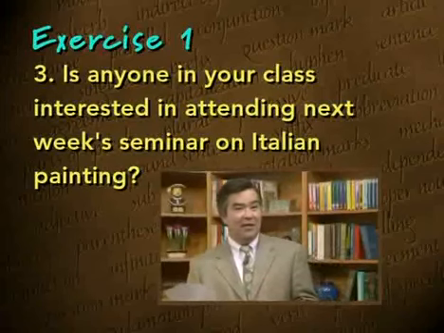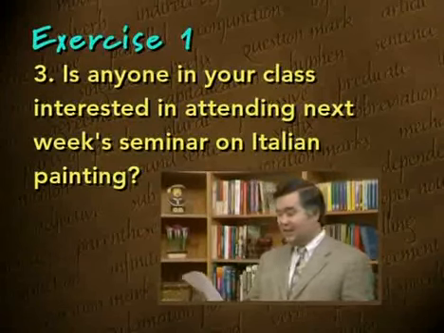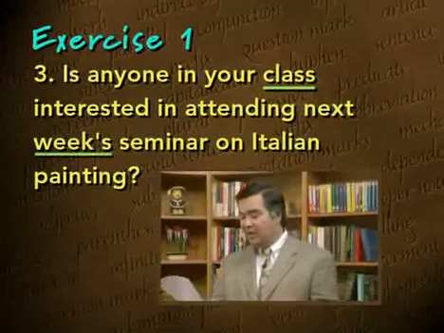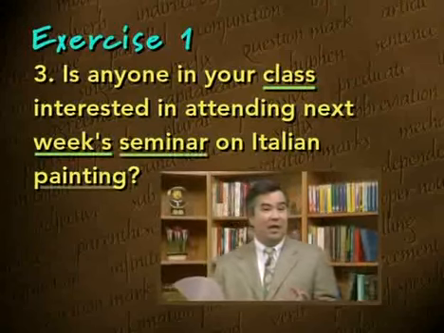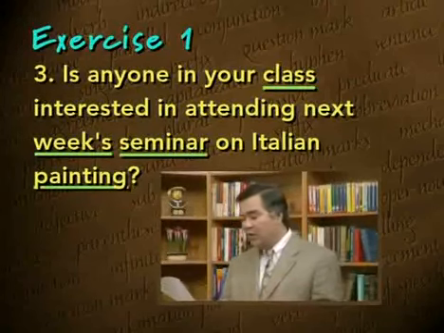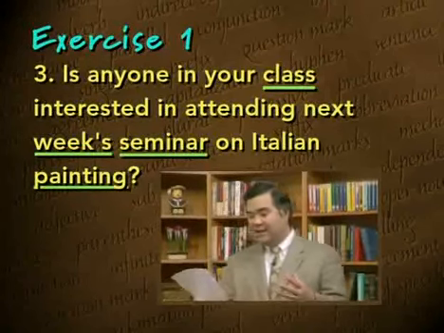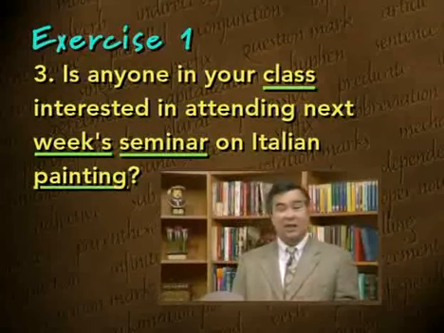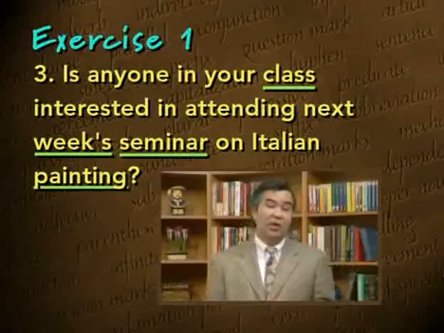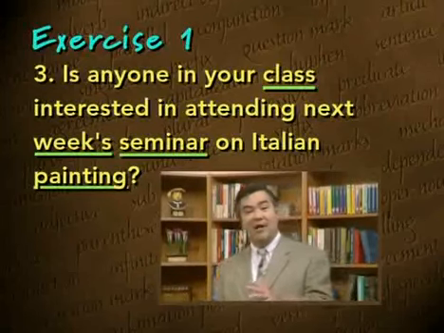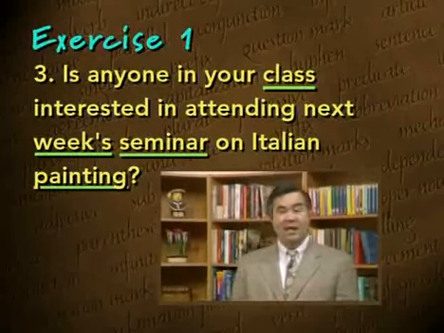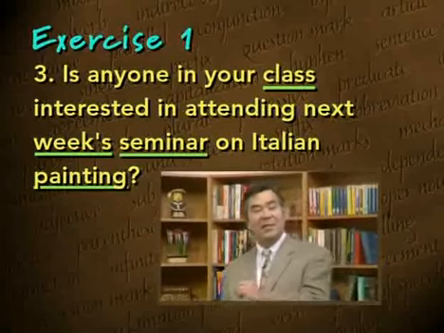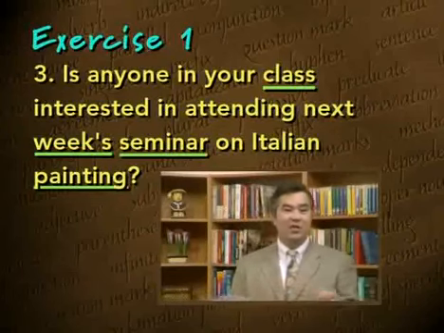Again, let's begin with nouns. Which nouns did you recognize in this sentence? The nouns here are class, week's, seminar, and painting. You might be curious about the second noun here, week's, which ends with an apostrophe S. The apostrophe S is usually used in English to turn a noun into a possessive noun, and you use the possessive form of the noun when describing something that belongs to or is related to the noun.